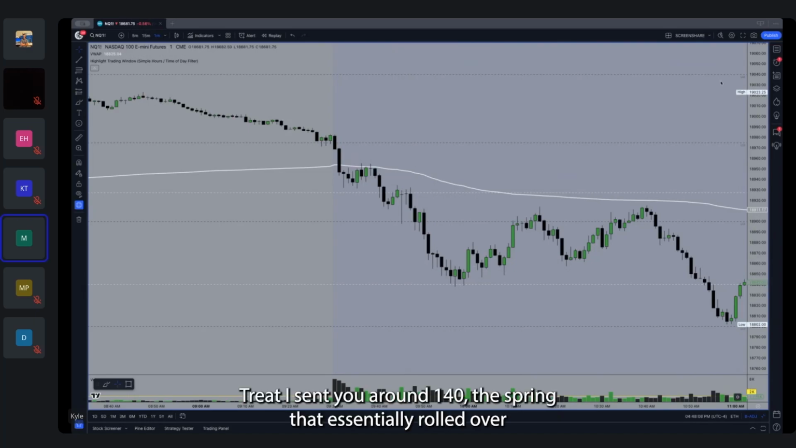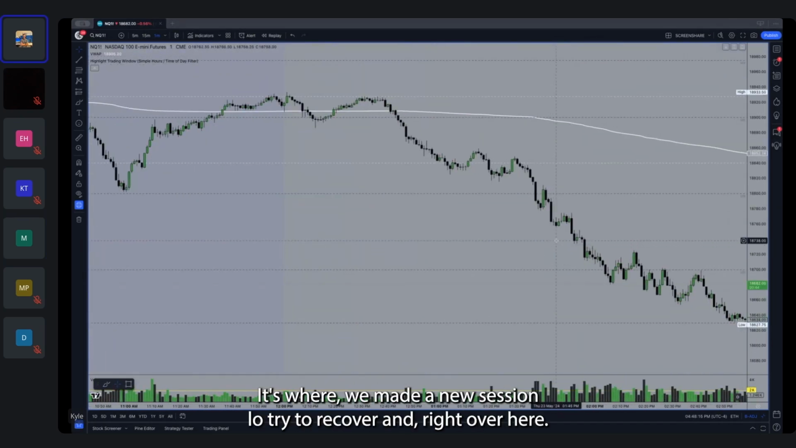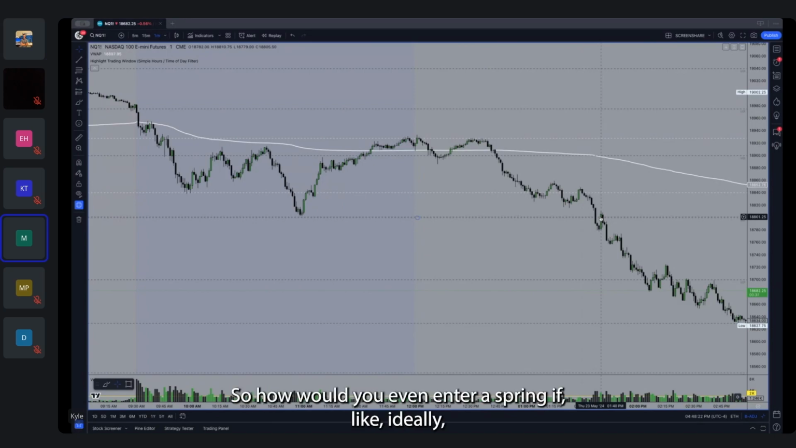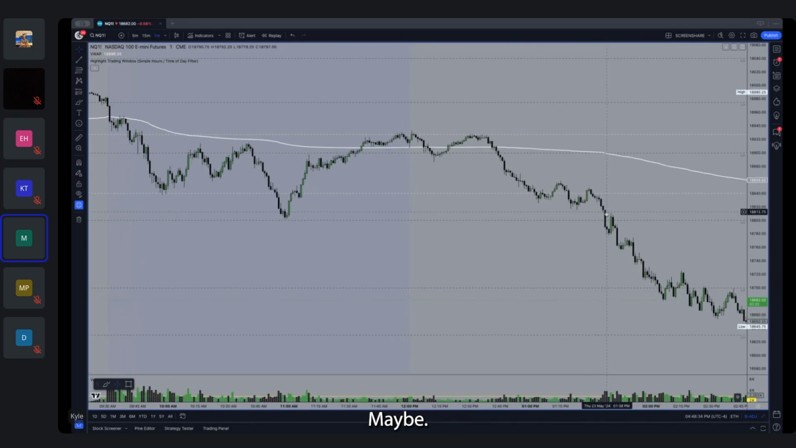Trade I sent you around 140, the spring that essentially rolled over. 140. Let me get there. It's where we made a new session low. It tries to recover, and right over here. Yeah. So how would you even enter a spring if ideally you're trying to get involved once that low is recovered? Should there be a different approach maybe?